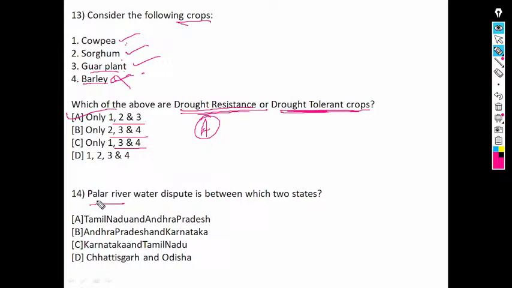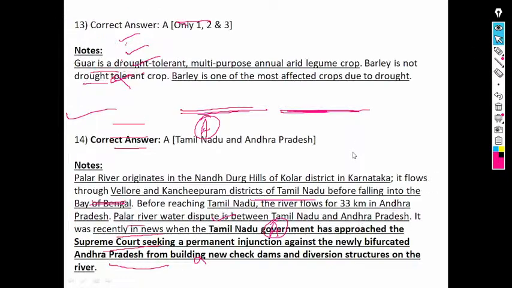Next, Pallar River water dispute between which two states? Pallar River: Tamil Nadu and Andhra Pradesh, Andhra Pradesh and Karnataka, Karnataka and Tamil Nadu, Chhattisgarh and Odisha. Pallar River is in between Andhra Pradesh and Tamil Nadu. So the answer is A. Mainly Andhra Pradesh or Tamil Nadu. Register the question.